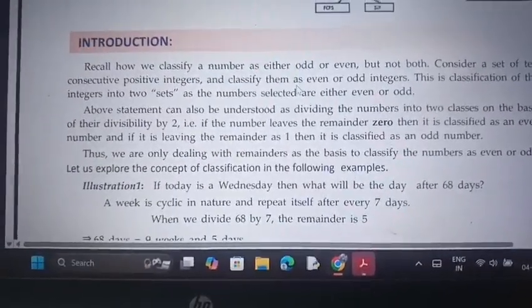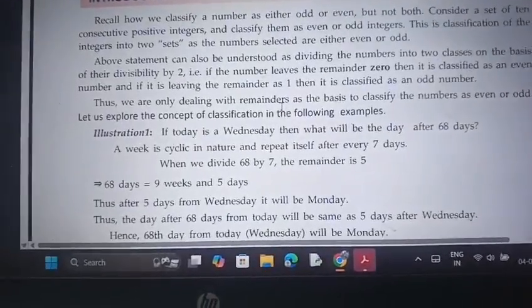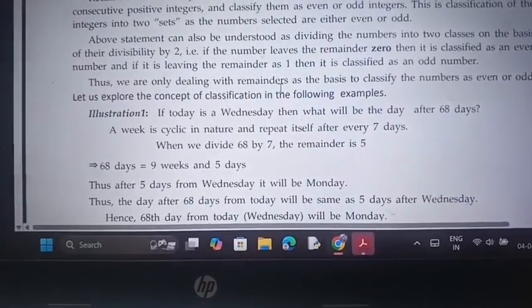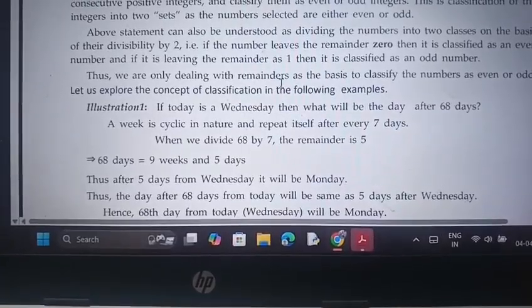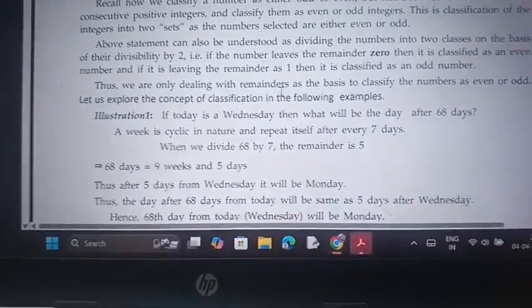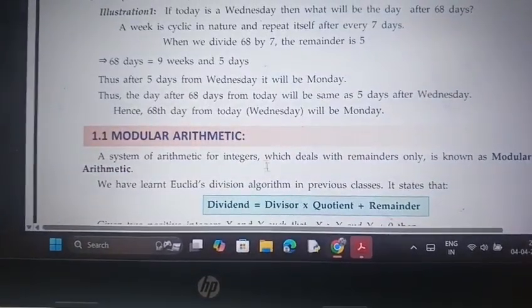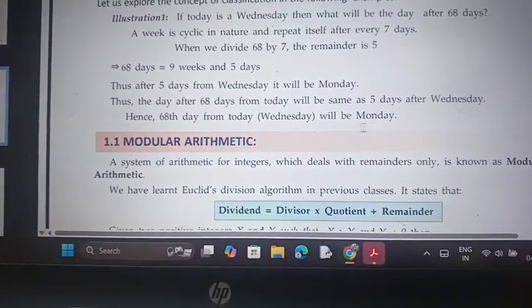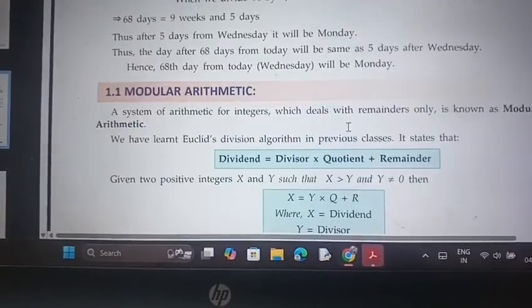Let us explore the concept of classification with the following examples. Illustration 1. If today is Wednesday, then what will be the day after 68 days? Solution. A week is cyclic in nature and repeats itself after every 7 days. When we divide 68 by 7, the remainder is 5. 68 is equal to 9 weeks and 5 days. Thus, after 5 days from Wednesday, it will be Monday. Thus, the day after 68 days from today will be the same as 5 days after Wednesday. Hence, 68 days from today, that is Wednesday, will be Monday.